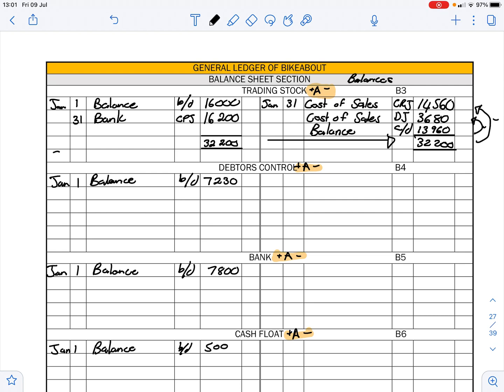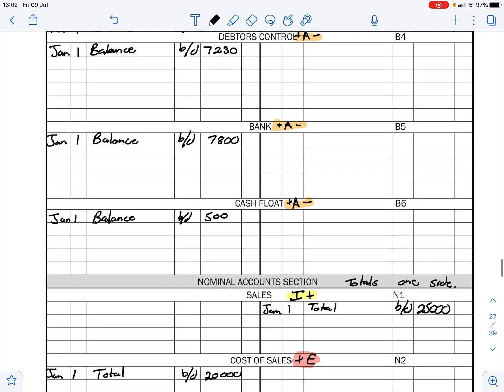And we would then need to start off the month of February with our balance brought down, indicating how much stock we have to sell, and that is 13,960 Rand. All right. We then move to the debtors control account.